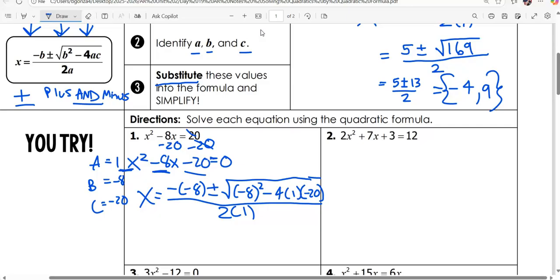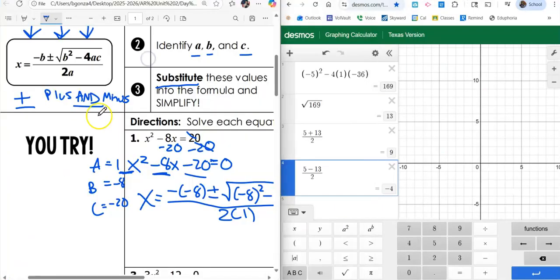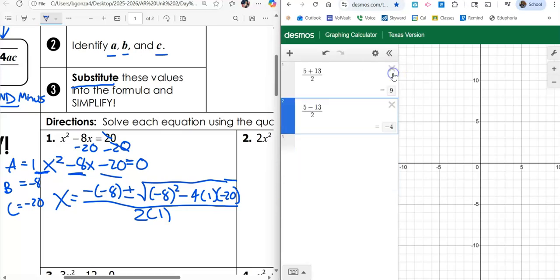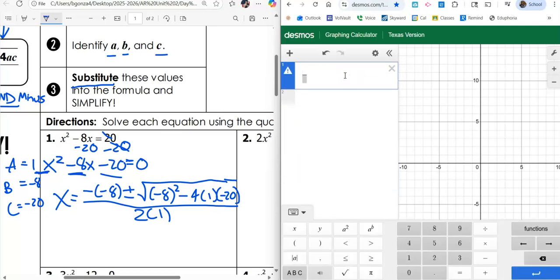Now, what am I going to look for when I'm looking for the answers on these? I'm looking for that setup, and then you can just tell me the two answers. So now, watch this. This really complicated thing you can type on here. I'll show you how to do it. Ready? Put a fraction bar first. Negative 8 plus the square root of negative 8 squared minus 4 times 1 times negative 20 over 2 times 1.